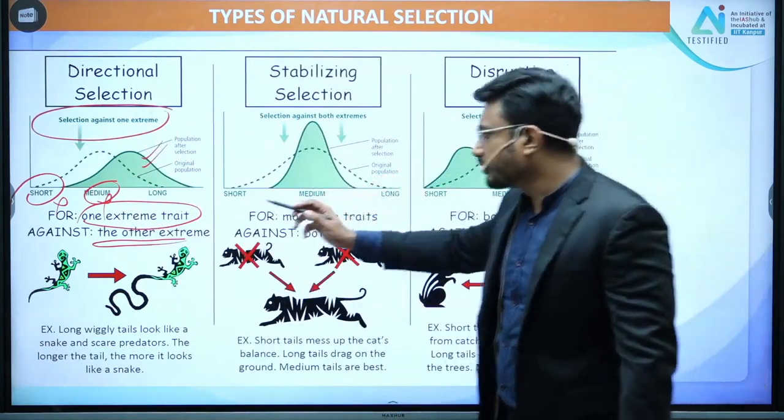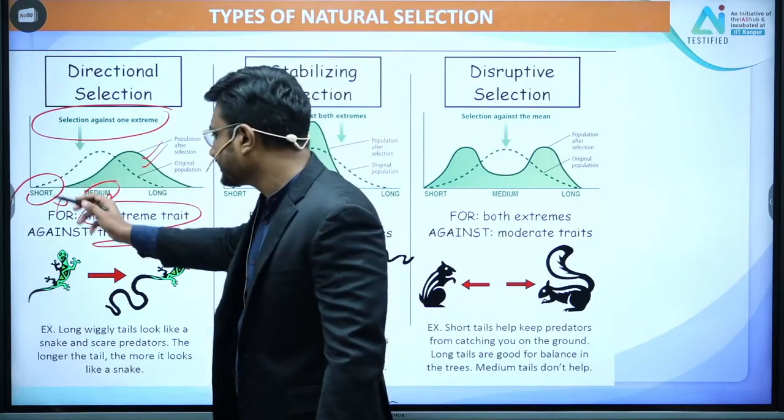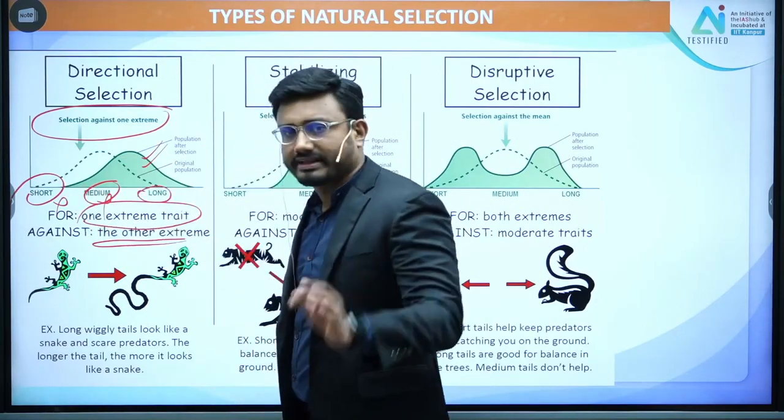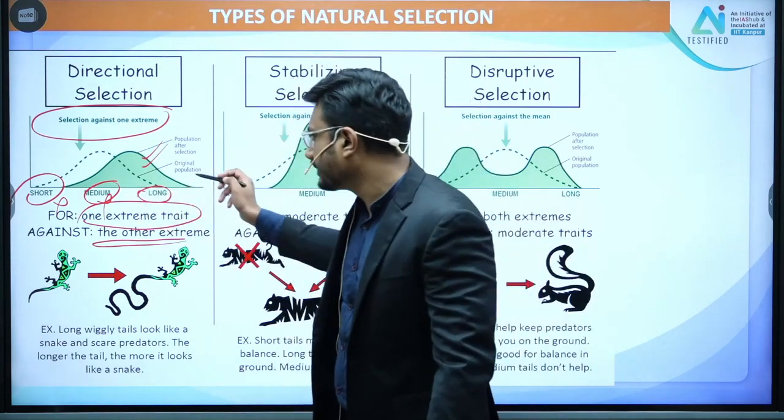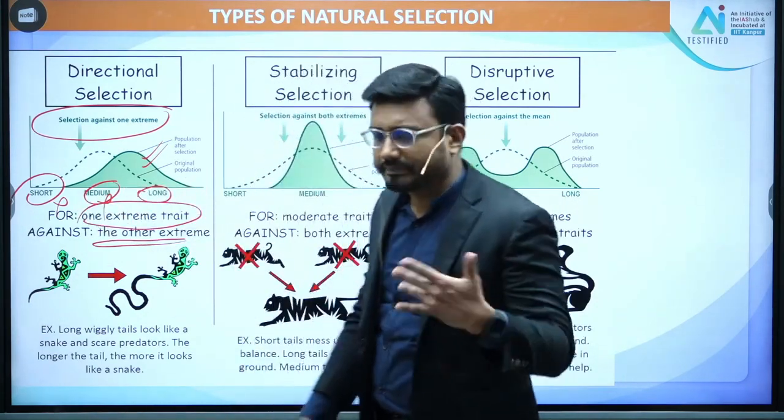The graph is shown here like this. This was the original population, but as the tall people were selected and survived, it shifted towards this, and the short people perished.